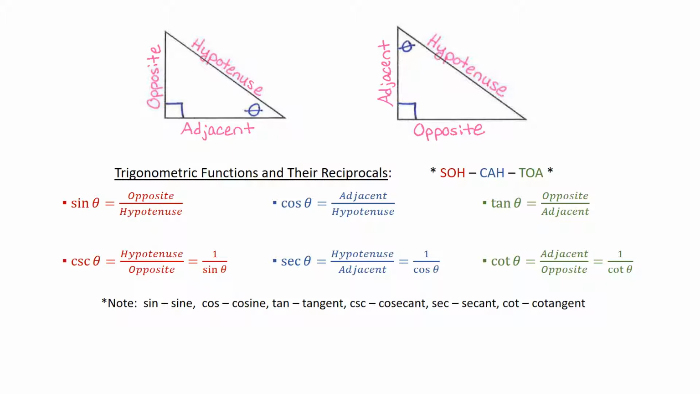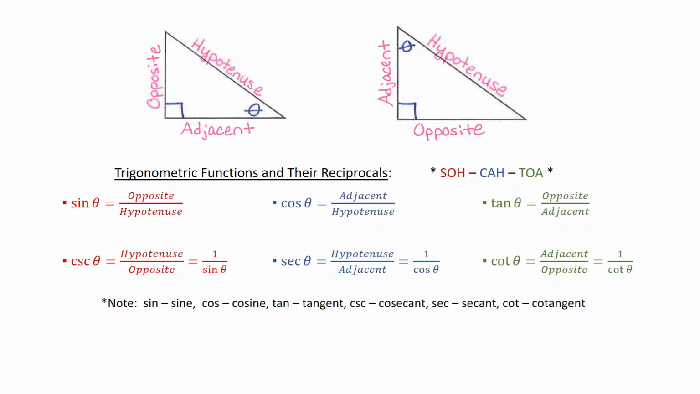Now, each of these three trig functions have reciprocal functions. These reciprocal functions are cosecant, represented by CSC, secant, which is represented by SEC, and cotangent, which we represent by COT. Now, the reciprocal of sine theta is cosecant theta. So the reciprocal means that you flip it over. So if sine theta is opposite over hypotenuse, cosecant theta is hypotenuse over opposite, or 1 over sine theta.